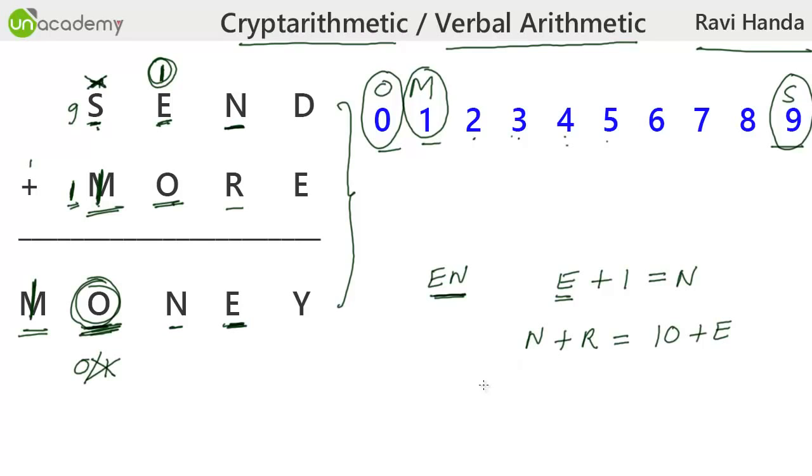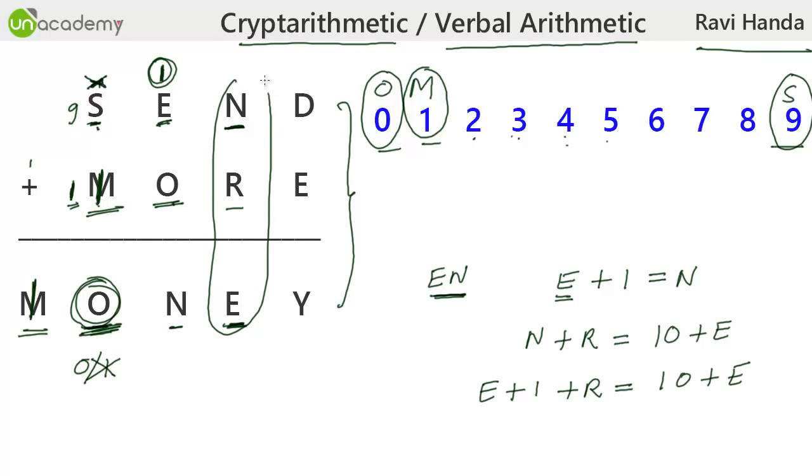Let's try and solve this out. So when we try and solve this out, we get E plus 1 plus R is 10 plus E. I am solving the equation which I have formed for this part. Now E gets cancelled and I get the value of R as 9. But I have made some mistake here because S is 9 and R cannot be 9. So what is the mistake? Can you guess?